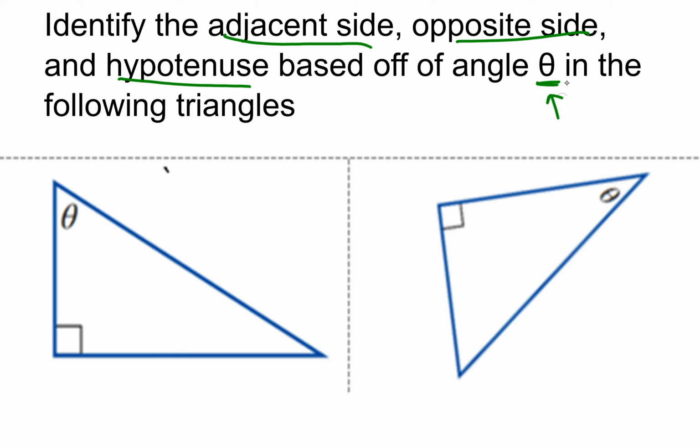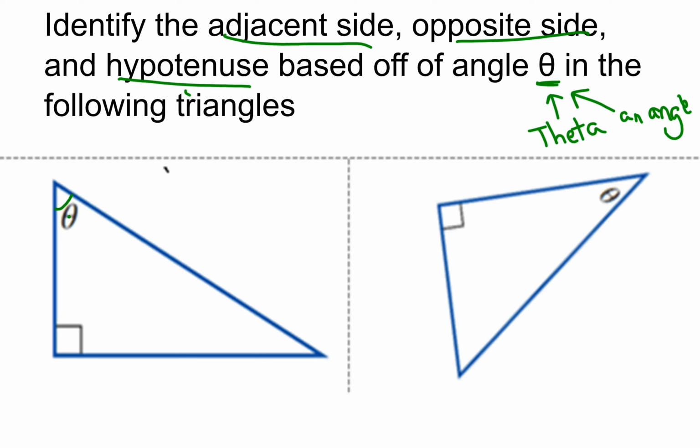So I think we talked about this before, but this is what we use to represent an angle, and it's called theta. So anytime you see that symbol, most likely it's going to be an angle of some sort. And in this case, it's going to be an angle in a right triangle. So what we're going to do is identify adjacent, opposite, and hypotenuse based off of the angle that's marked. So we look at this first one here.